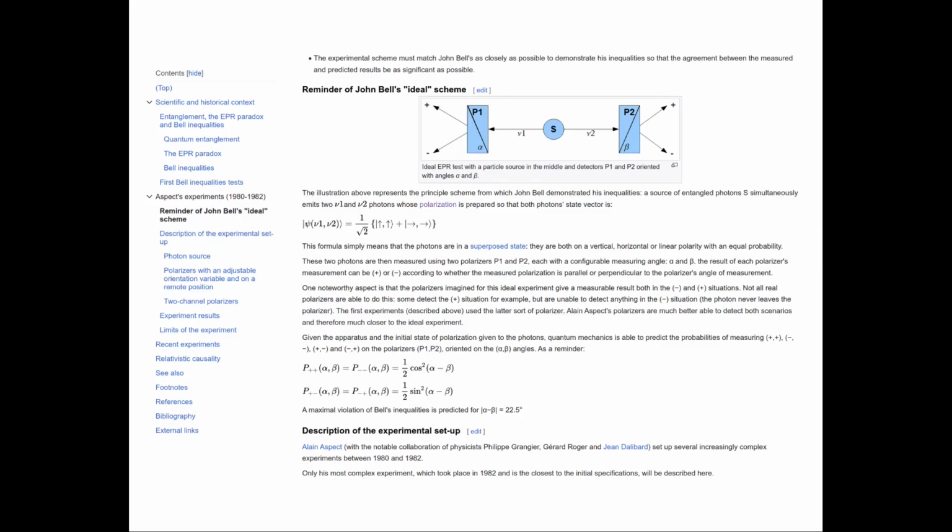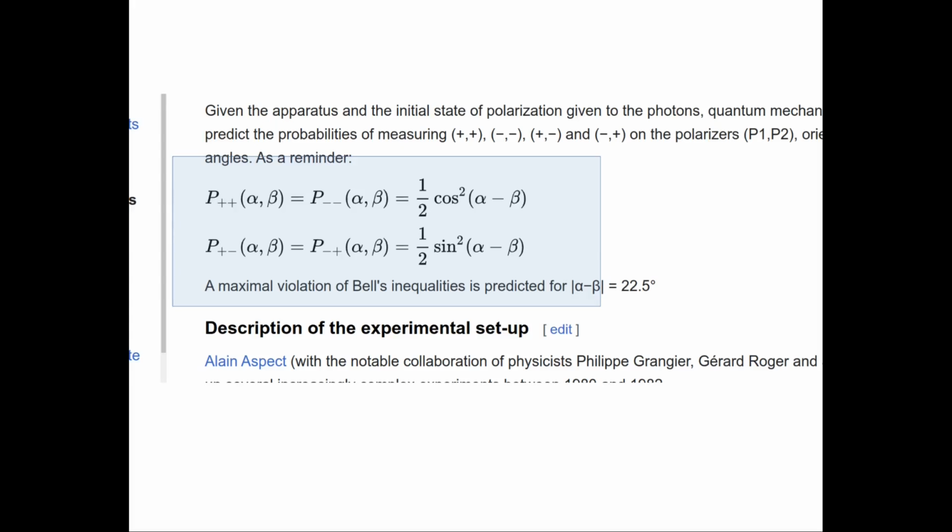Scrolling down, we see this section. The top diagram is another view of the Bell test with photons. And if we look towards the bottom left, we see the predicted probabilities of quantum entangled photons. These equations represent probabilities. They are the probabilities for each of the 4 possible measurement outcomes.